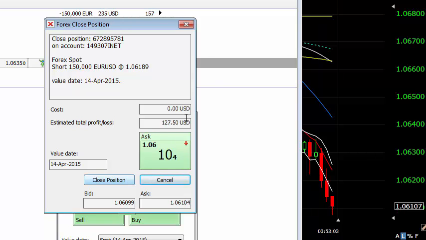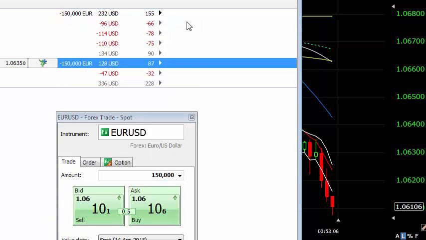What I'll do, and I'm bound to get this wrong because it's just the way it seems to be today, I'll move that. Mind you, if I move the stop even to break even on this part, let's have a look here, 70. I can afford to move the stop up a little bit.